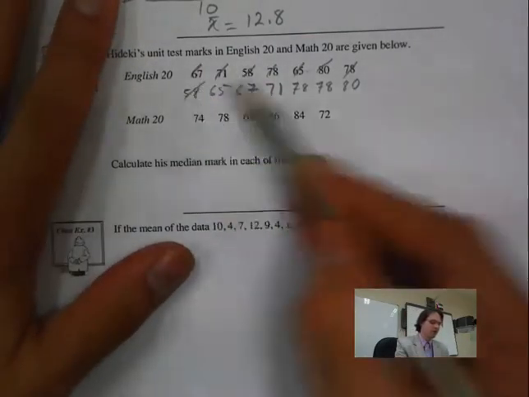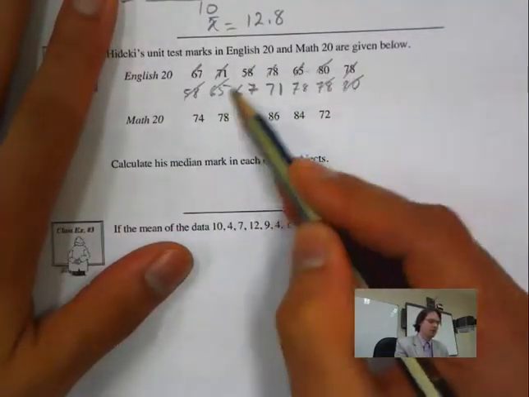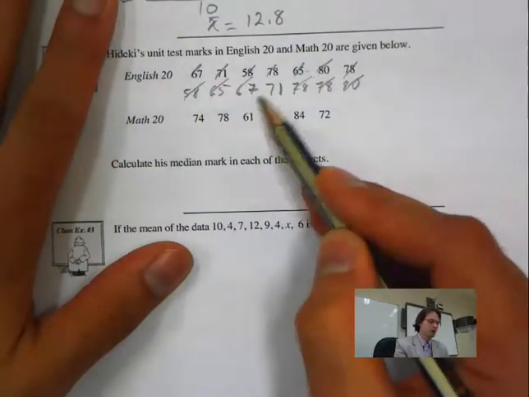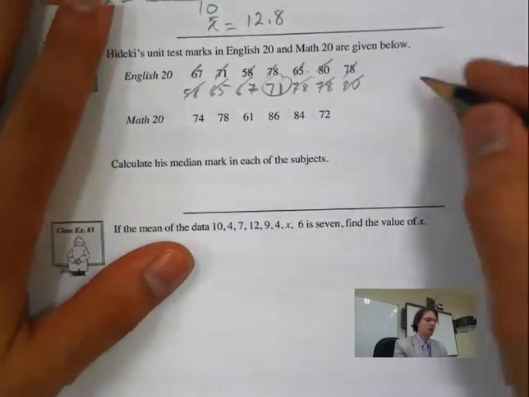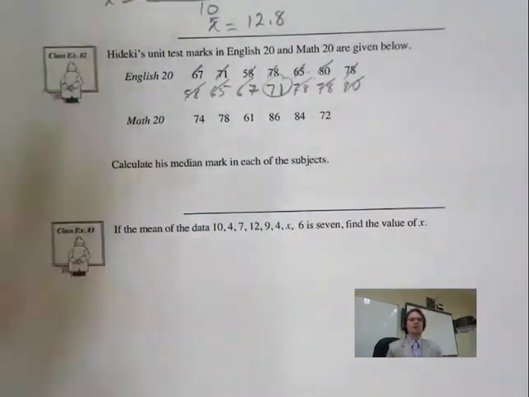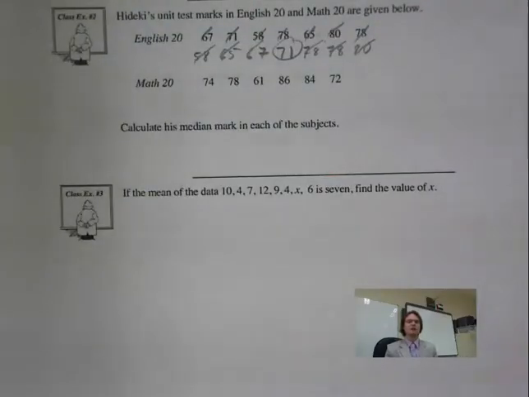Well, I'm going to cancel off from each side first. Just go like that. So 71 is my median. My median is 71. Next one says math 20.